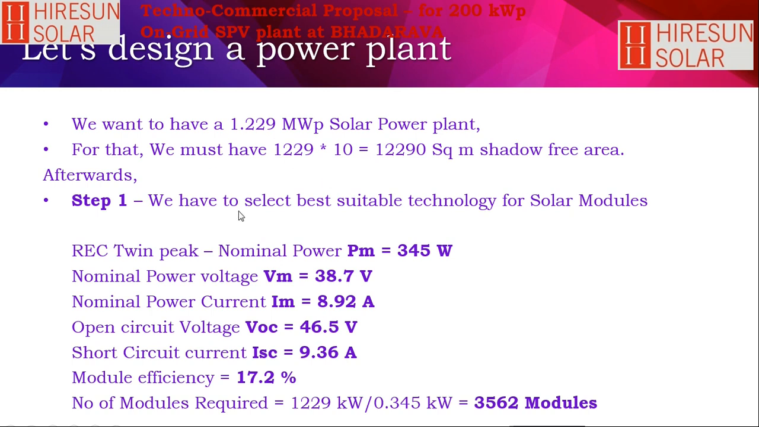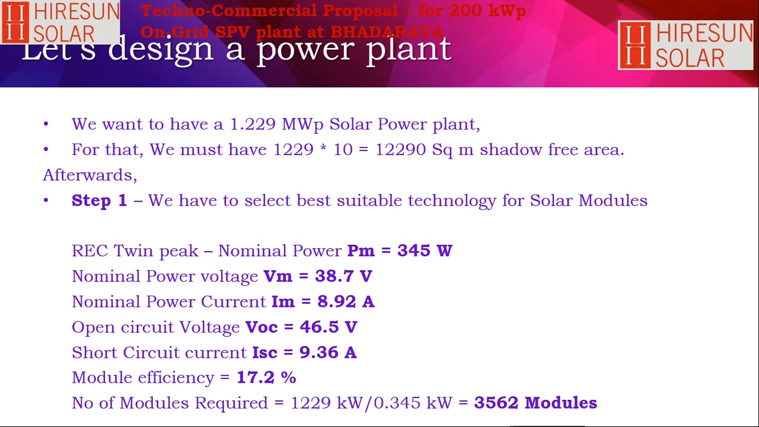So we need to select the best suitable technology from the previous slides. So we have selected REC twin peak, which is a nominal power of 345 watt. It has a nominal power voltage VM or VMPP of 38.7 volt. Nominal current 8.92 ampere. It has an open circuit voltage of 46.5 volt. Short circuit current of 9.36 ampere. The module efficiency is 17.2.